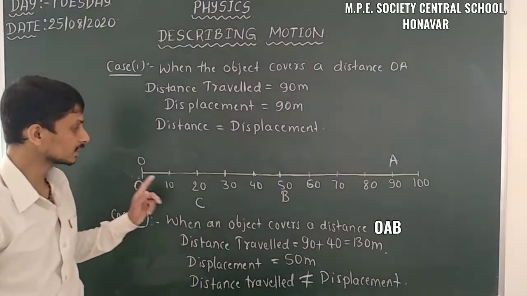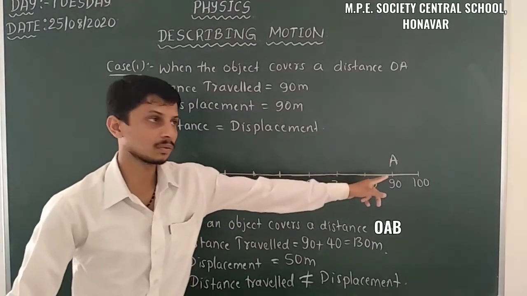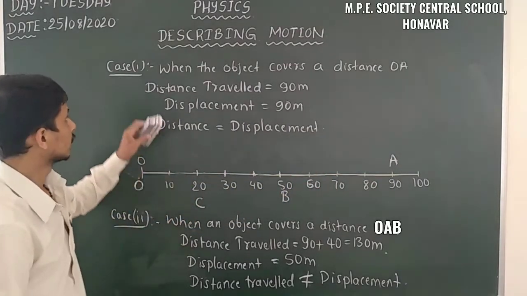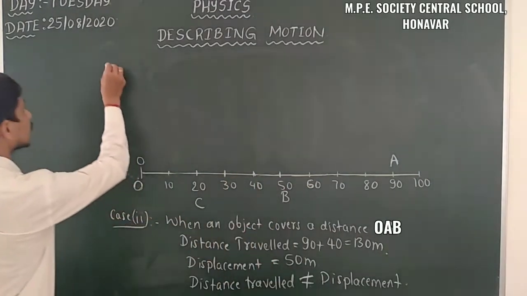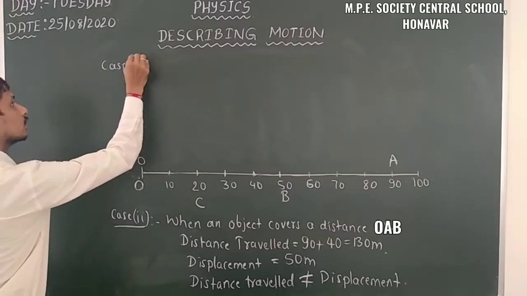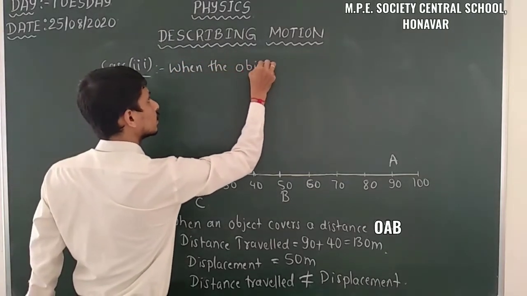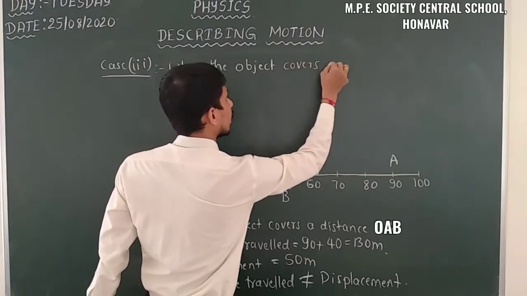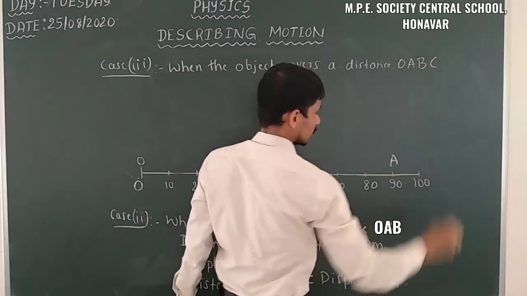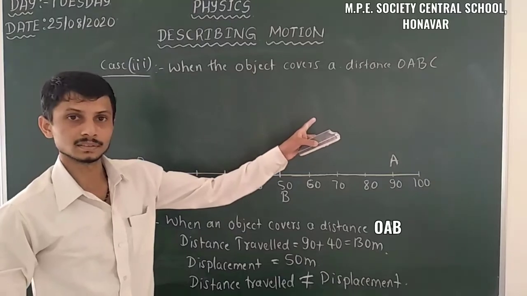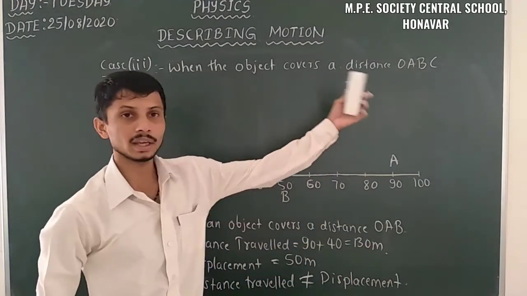Yes. Then consider the next case, when the object covers a distance from O to C. That means first O to A, then A to B, then B to C. Here, case 3, when the object covers a distance O, A, B, C. We can take it like that.